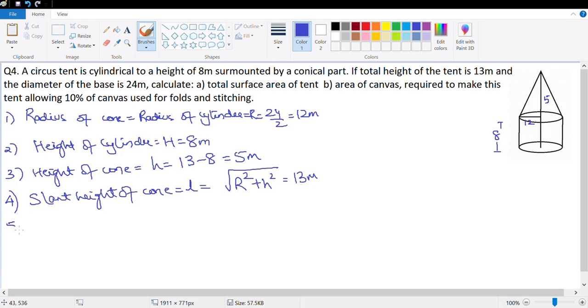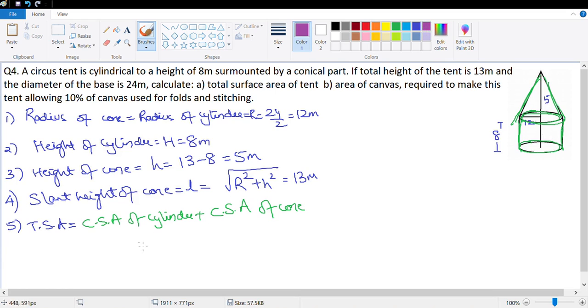So total surface area would be equal to the curved surface area of the cylinder part, plus the curved surface area of the cone. This part is inside the tent, which means this is not being counted, this will not be covered, and this part is on the ground, so it will not be covered with cloth or canvas in this case, because a circus tent will be put on a ground.